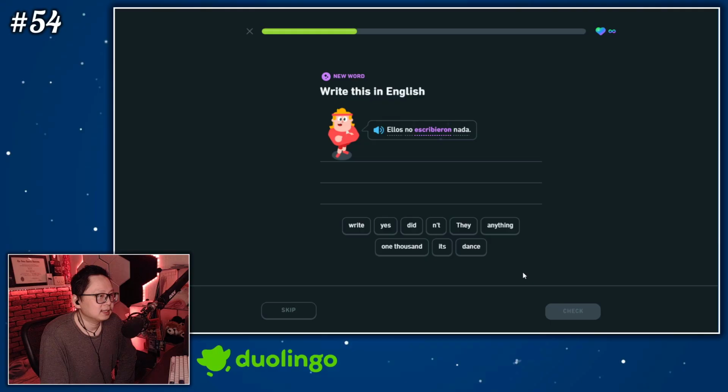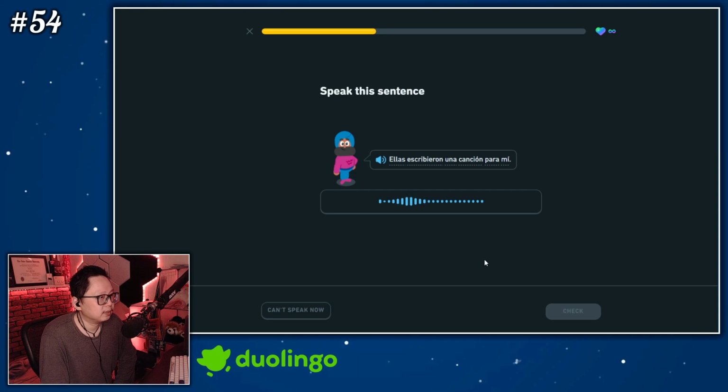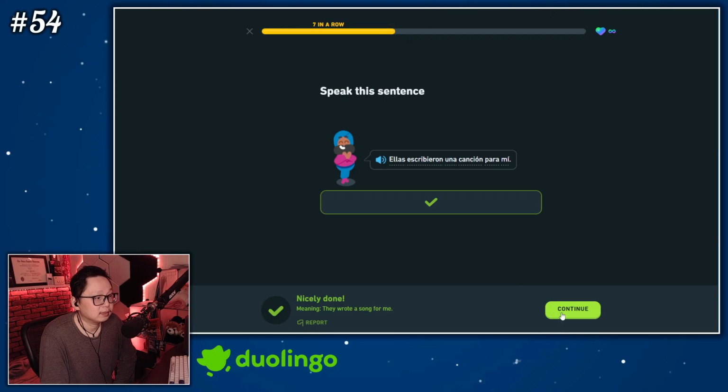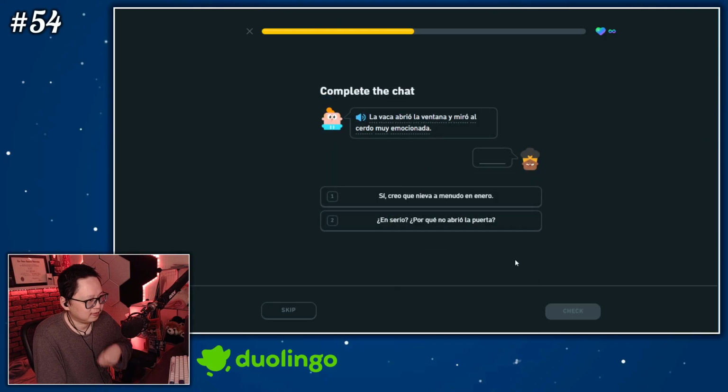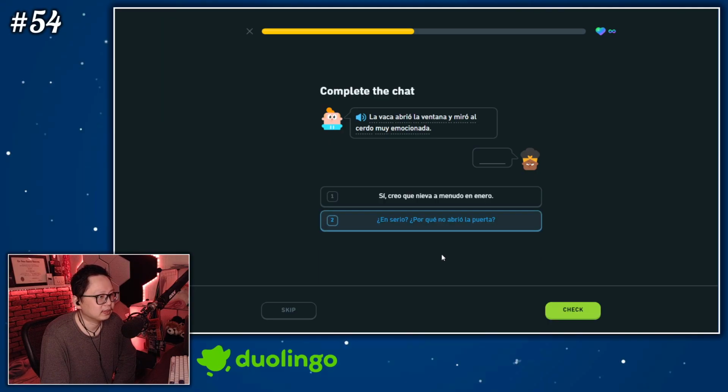Ellos no escribieron nada. Okay. Ellas escribieron una canción para mí. Este cerdo es un poco gordo. Okay. La vaca abrió la ventana y miró al cerdo muy emocionada. ¿En serio? ¿Por qué no abrió la puerta? What kind of question is that?